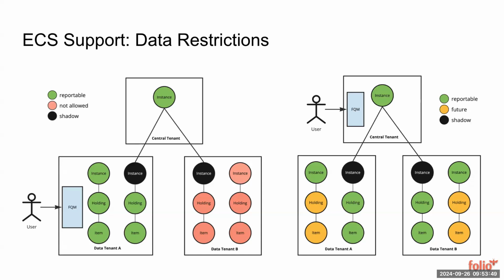Now, you could also be running FQM from the central tenant. And so what do you get to see there? Well, assuming you have affiliations in these two tenants, you will see any shared instance across any of the tenants that you have and the stack that goes with those. You will see any local instances in the tenants to which you have affiliations. And in the future, you'll also be able to see the holdings and items related to that instance.